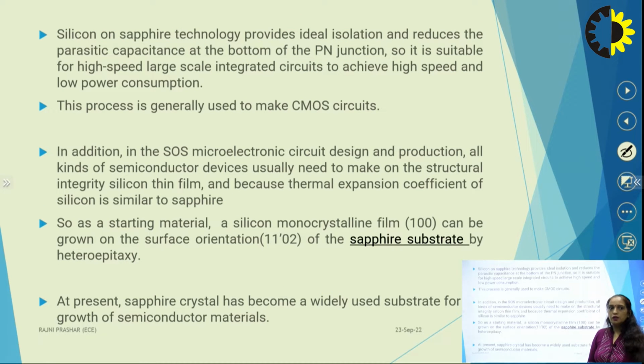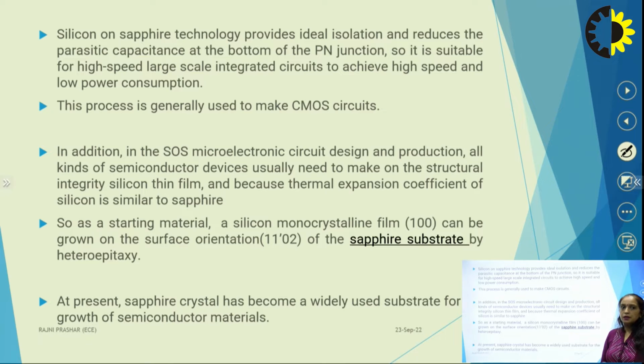So silicon on sapphire technology provides ideal isolation and reduces the parasitic capacitance in the substrate area. So it is suitable for high speed circuits, and with the help of sapphire as a dielectric layer, we can have high speed and low power consumption.